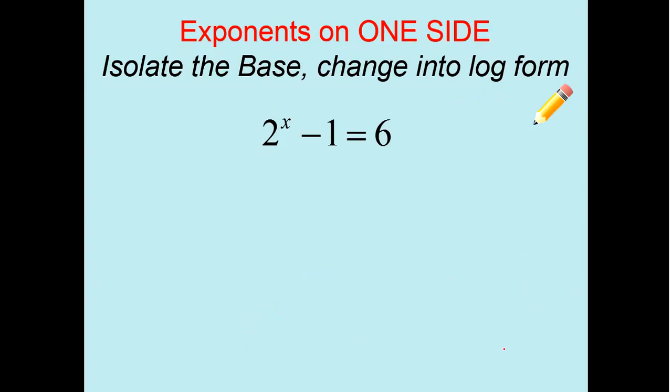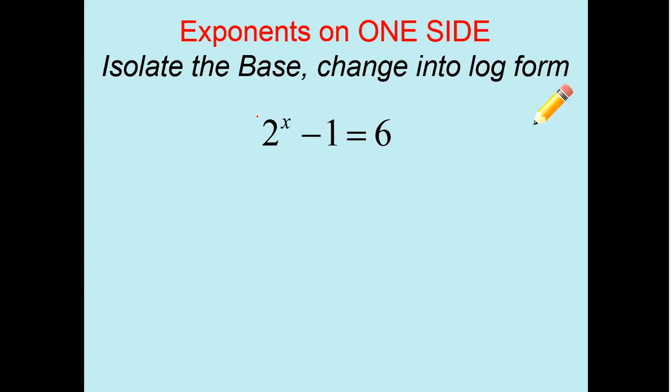Now, what about if there's an exponent only on one side? What you're going to do, guys, is isolate the base and then change to log form. Because right now, I can't get to this x as an exponent, because that's just not going to work. So if you ever get stuck in exponential form, you need to jump to log form.